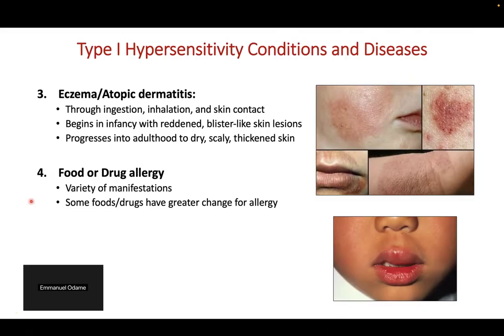The fourth one is food or drug allergy. There's just a lot of variety coming from this. Some, as in the name, arise from you taking some food or some drugs, and some will have, for example, puffy lips or some things on their skin.